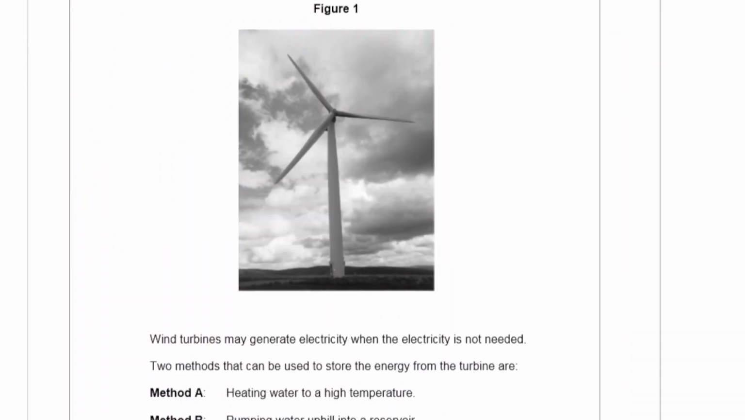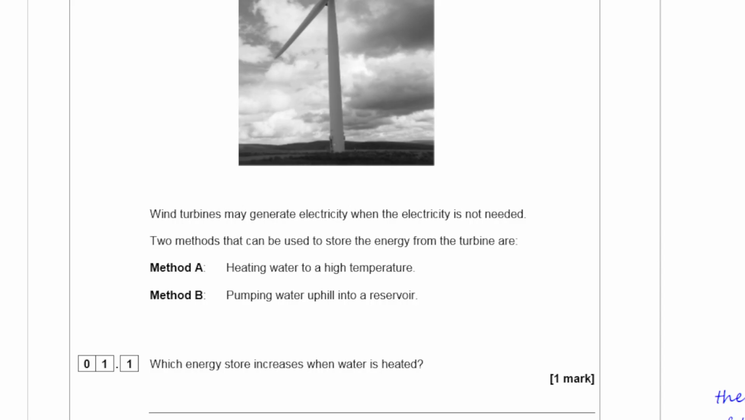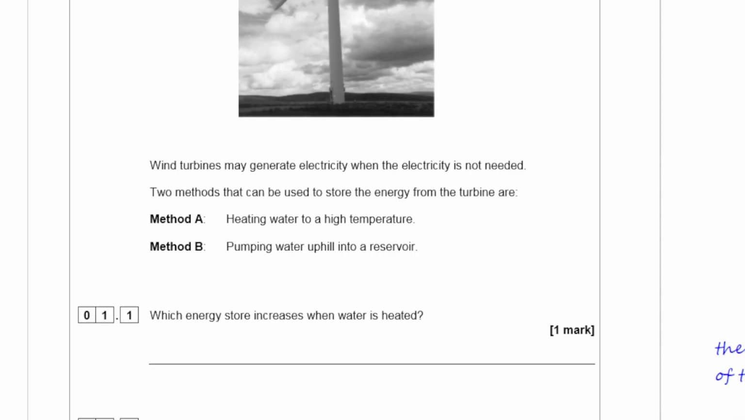Figure 1 shows a wind turbine. Wind turbines may generate electricity when the electricity is not needed. Two methods that can be used to store the energy from the wind turbine are method A, heating water to a high temperature, and method B, pumping water uphill into a reservoir.